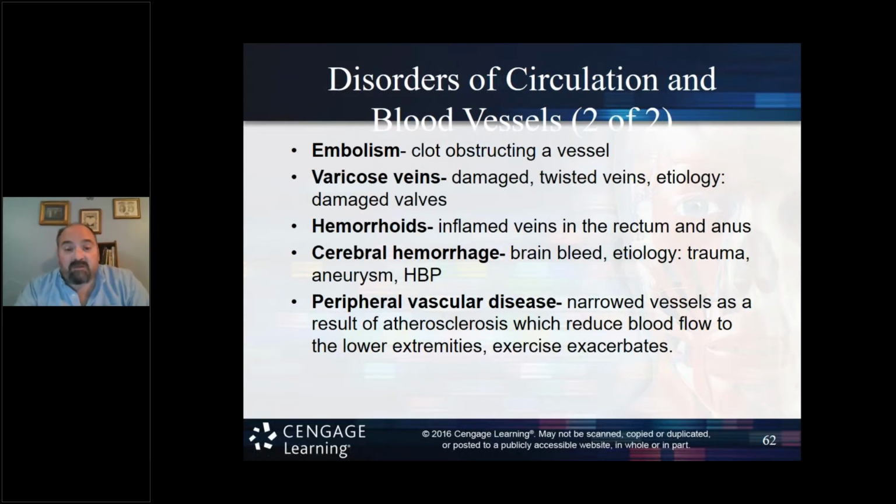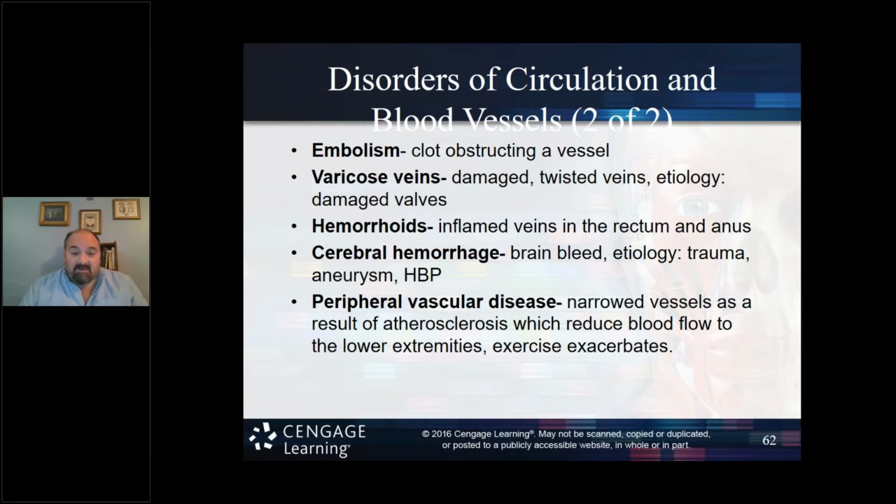Cerebral hemorrhage, so we're talking about a brain bleed here. As a result of trauma, as a result of an aneurysm that's been ruptured, so we have here expansion of a vessel that's been ruptured. High blood pressure can also be an etiology, a cause of a cerebral hemorrhage. This is life-threatening. PVD, peripheral vascular disease, narrowed vessels as a result of atherosclerosis.